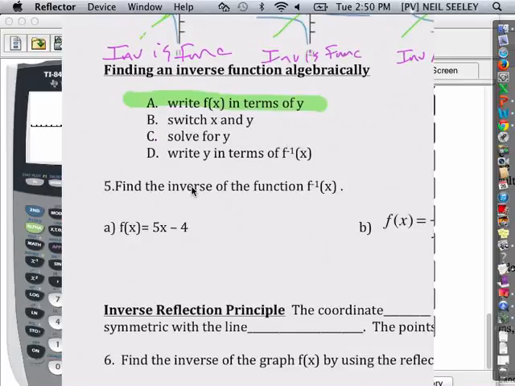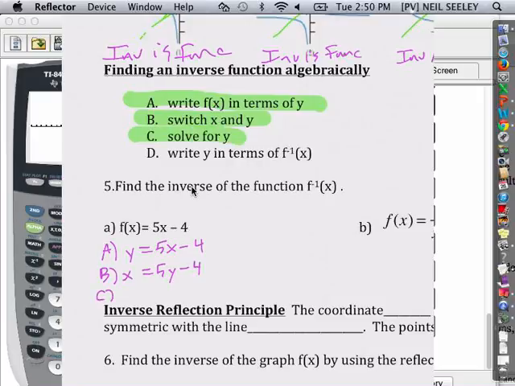So we're going to go with A. Call it y equals 5x minus 4. That's what it means to write it in terms of y. Done. Part B, switch x and y. So x on the left, 5y minus 4 on the right. Step C, solve for y.